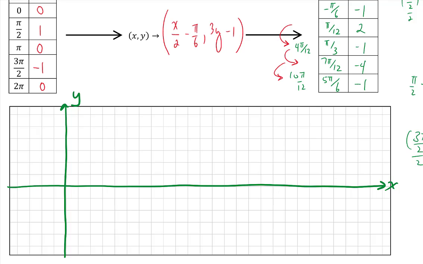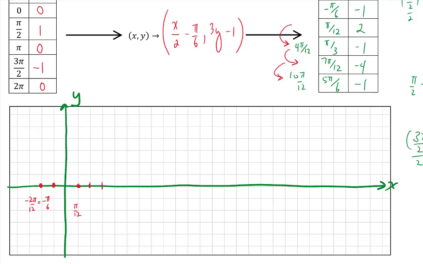And you'll see why. So counting by pi over 12s, there would be negative pi over 12, negative 2 pi over 12. So I go negative 2 pi over 12. That gives me negative pi over 6. So that's where I'm going to start. And then going in the opposite direction, pi over 12 will be here. So you can see why I chose pi over 12, so I can see that point.